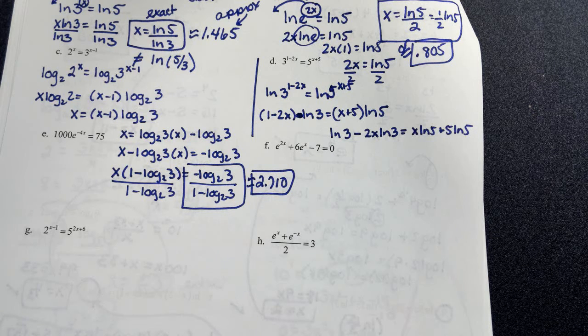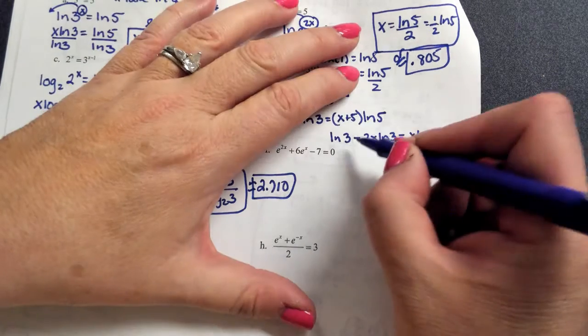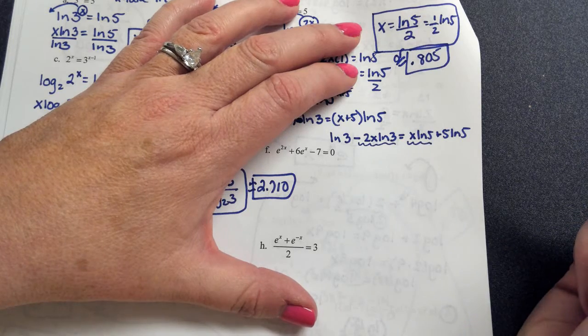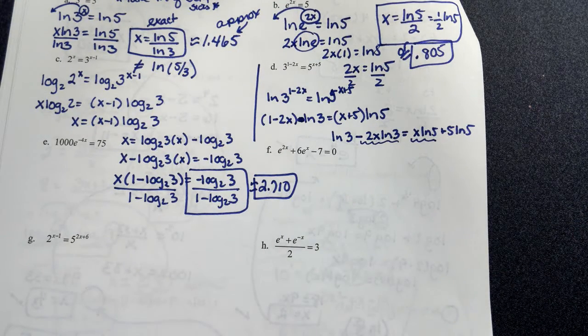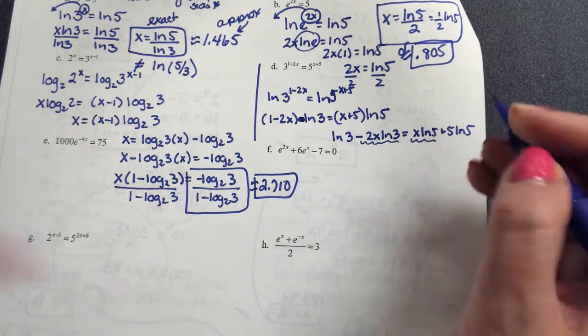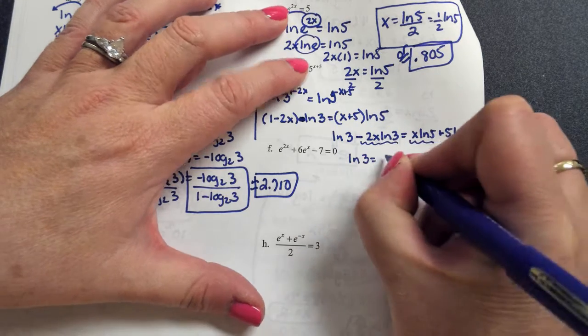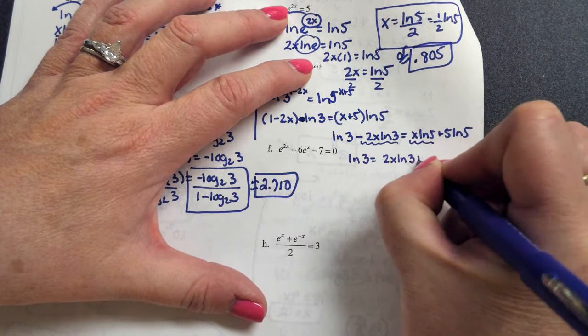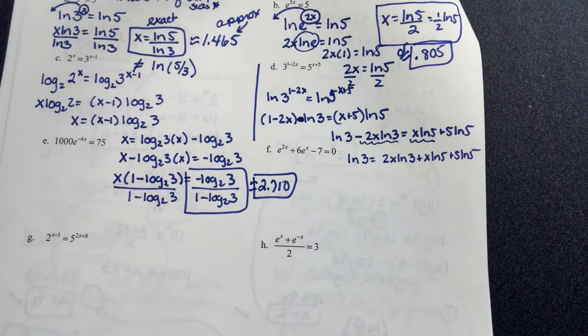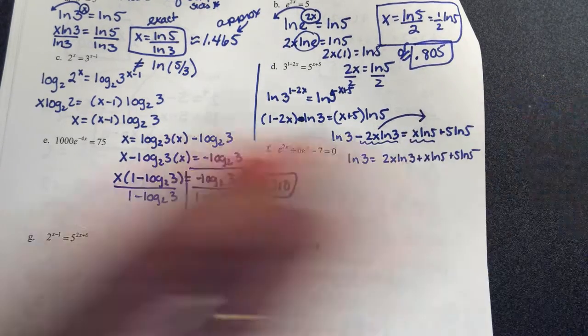Just like I did in the last problem, I've got a term that has an x on the left. I have a term that has an x on the right. So what you want to do is bring everything that has an x to one side of the equation, and move everything else away from it. So I'm going to move this 2x ln of 3 to the right-hand side of the equation. So I'll have the natural log of 3 is equal to 2x times the natural log of 3 plus x natural log of 5 plus 5 ln of 5. All I did was move this minus 2x ln of 3 to the right-hand side of the equation.